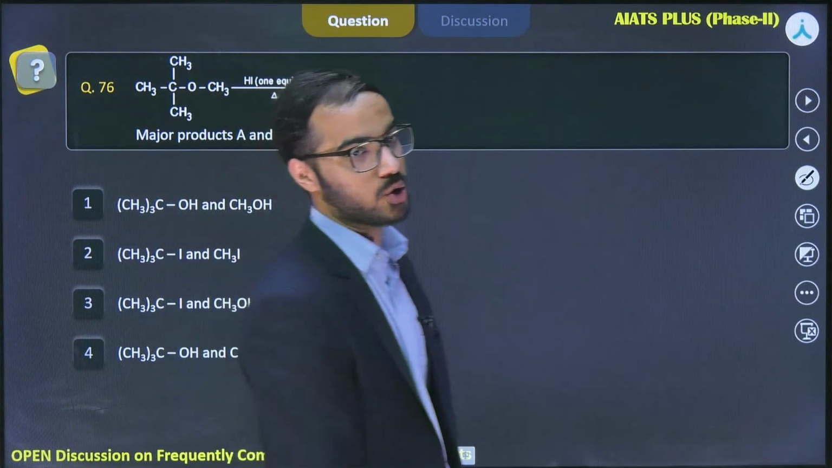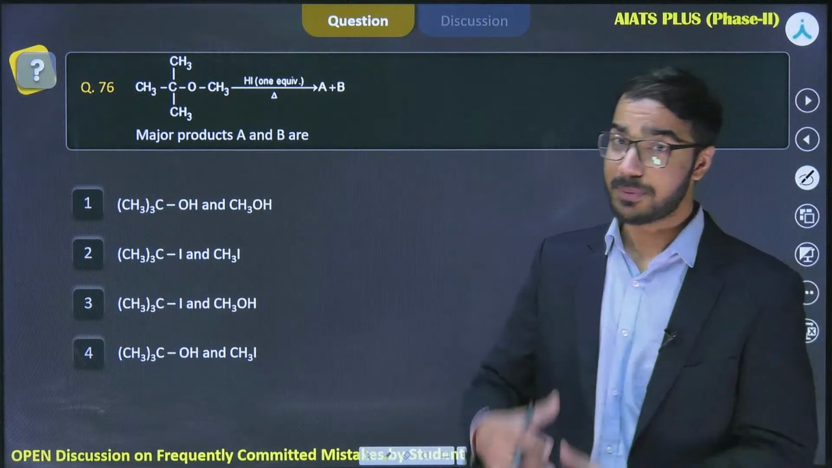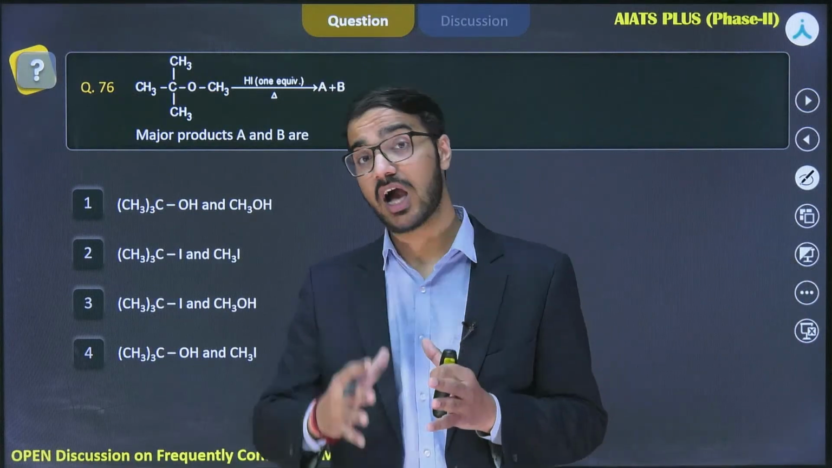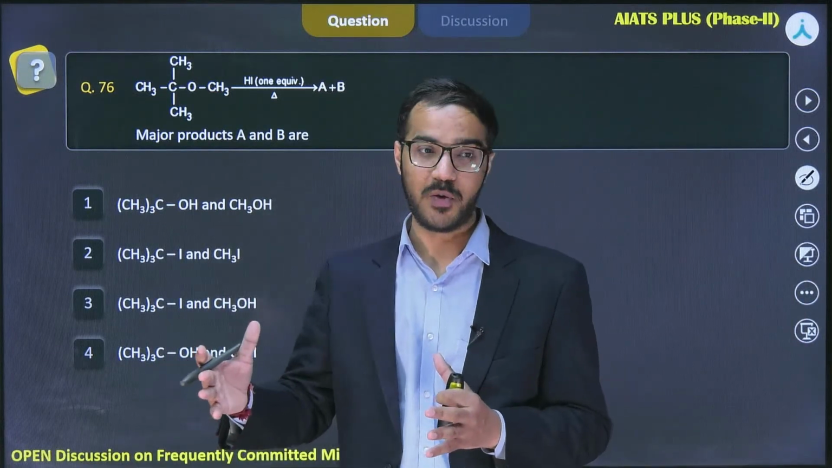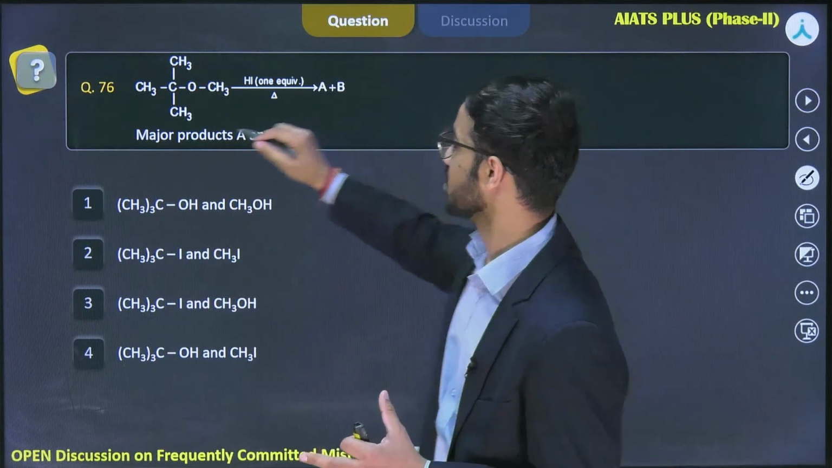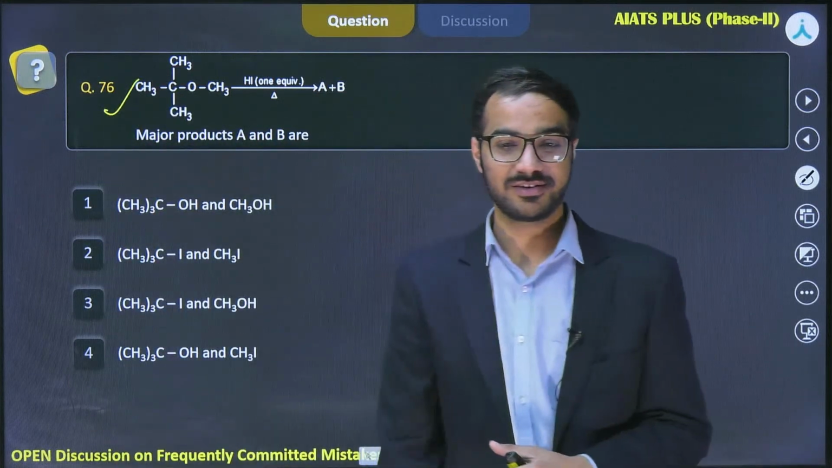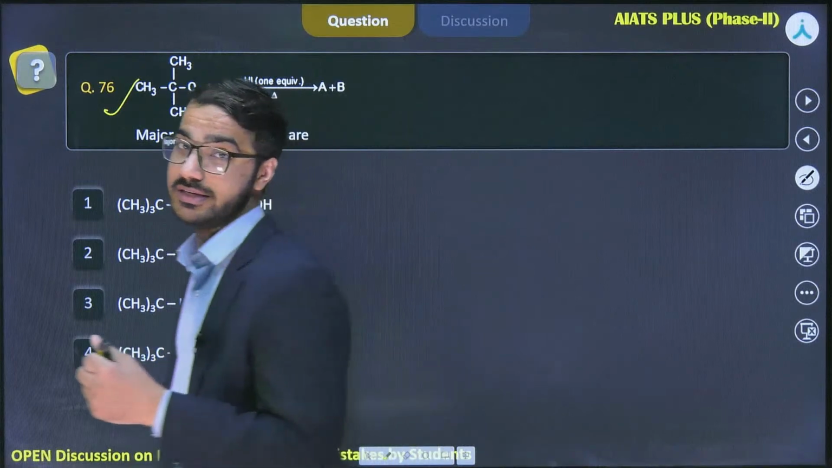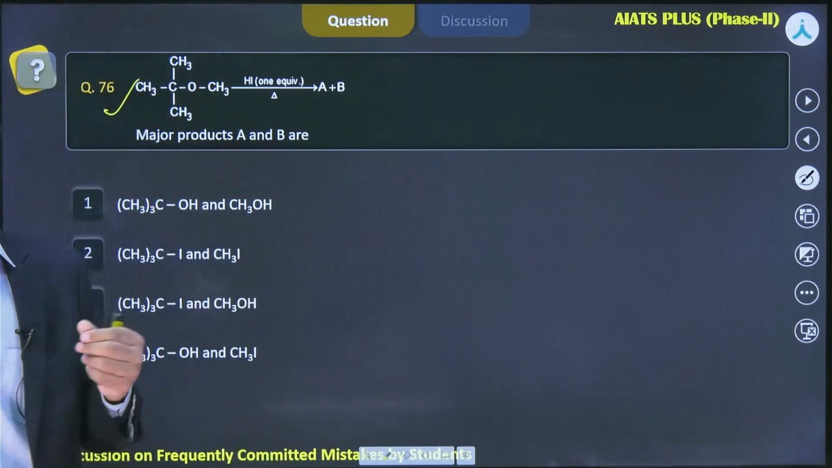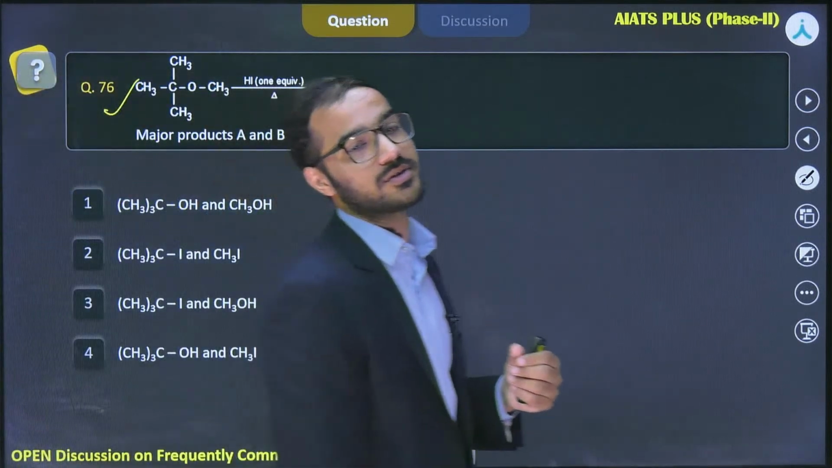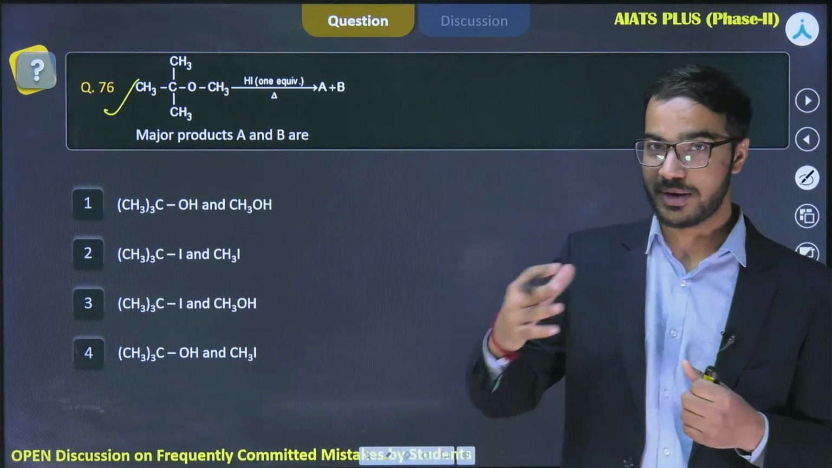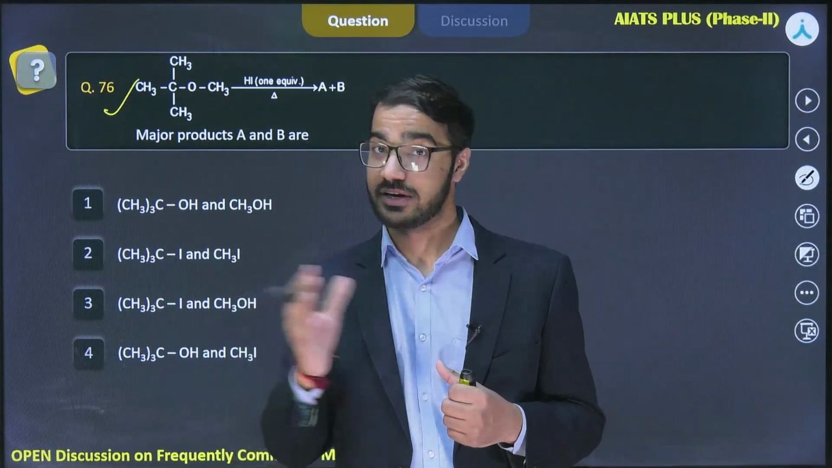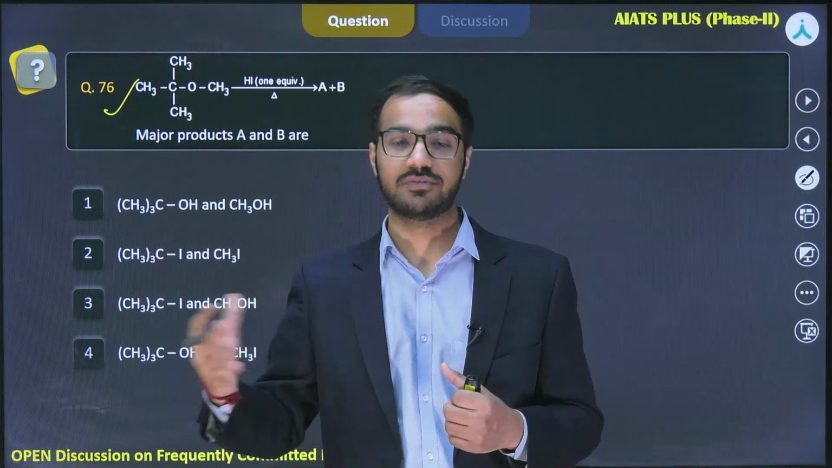Now you have question number 76. In the previous question, you were asked to prepare an ether. Now, in this portion, you have to cleave an ether. These are very important cases, and this is the beauty of these questions. At first, we were asked to prepare an ether, and in the very next question, you are asked to cleave it.